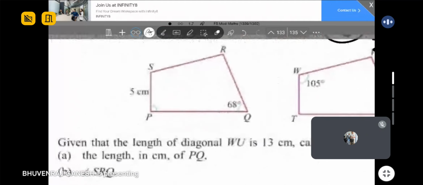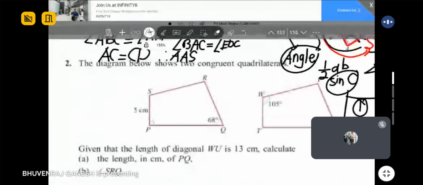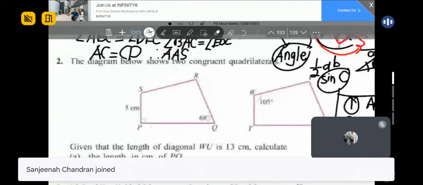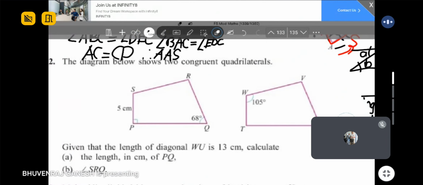All right. So next one. I think this is the last one already. Second last. Okay, guys. For this one, can anyone tell me what is the length of PQ? Apa panjang PQ untuk soalan ni?